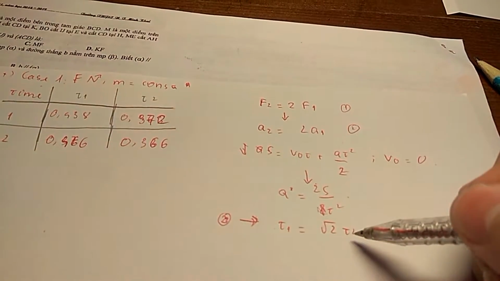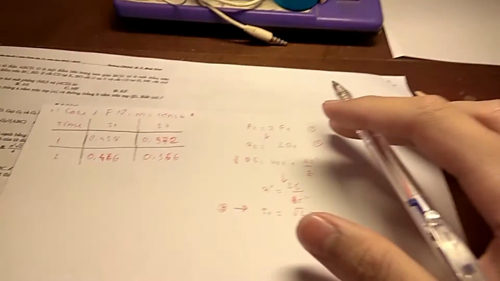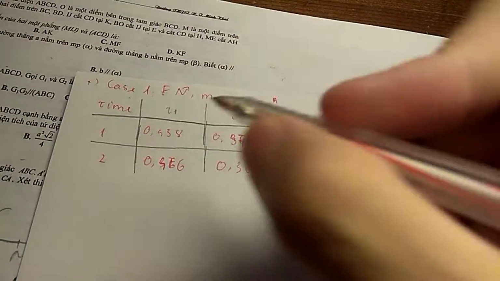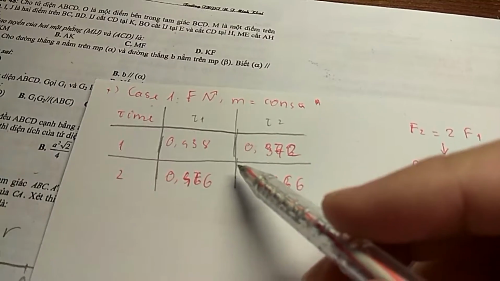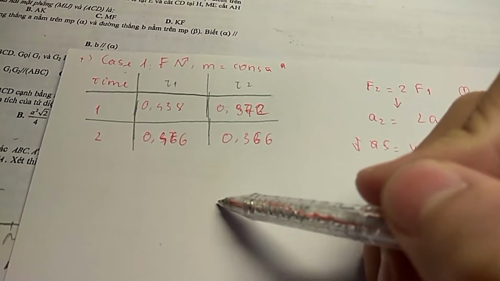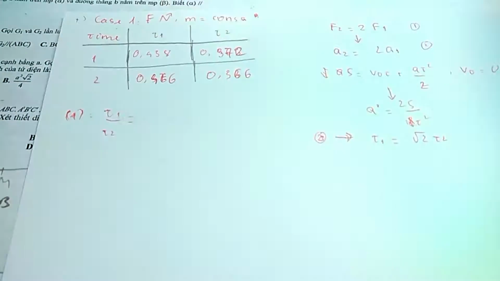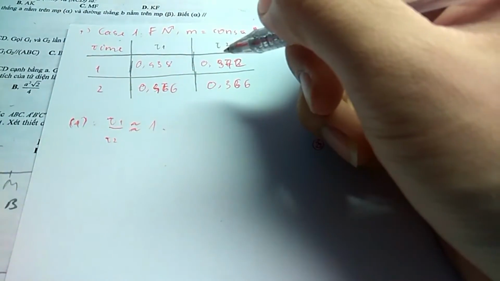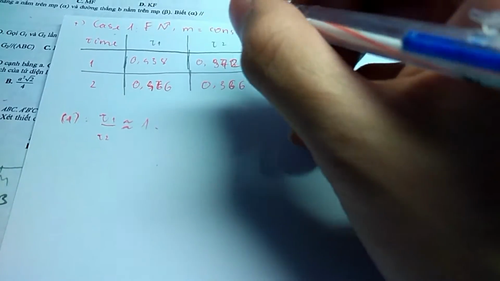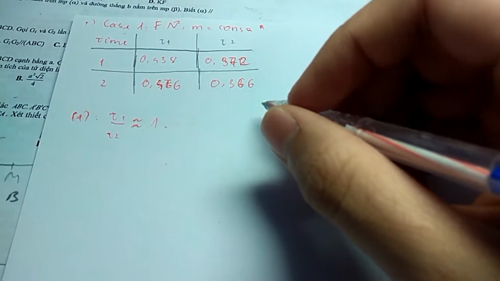Well, we need to verify that. To do that, as we can see from the data of the experiment, in the first trial we take t1 divided by t2, and the ratio is approximately 1. Well, because the experiment has error.